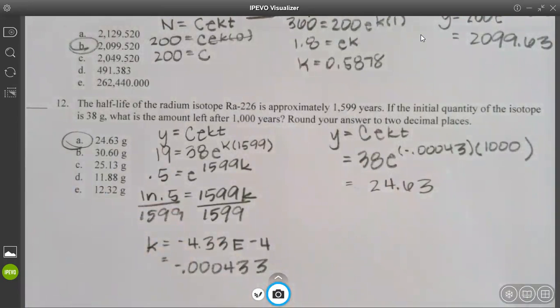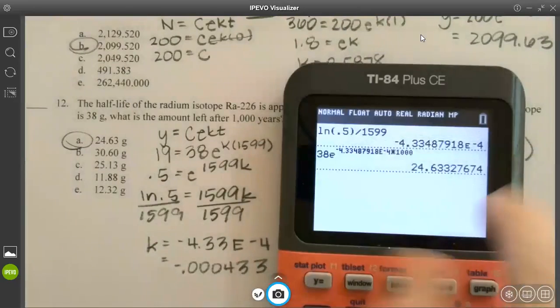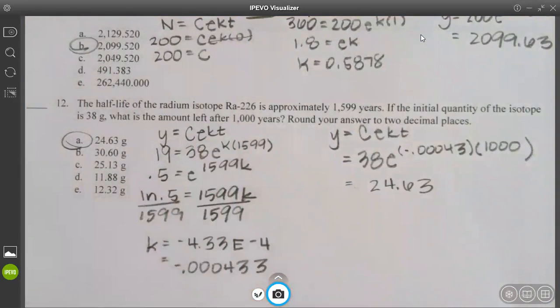Any questions? Just makes it a little bit easier so you don't screw up the decimals. Please don't put in negative 4.33. Watch for that E on those, especially on your half-lives. Anytime it asks for half-lives, a lot of times they'll be like that because it's so many years. So watch that, please.